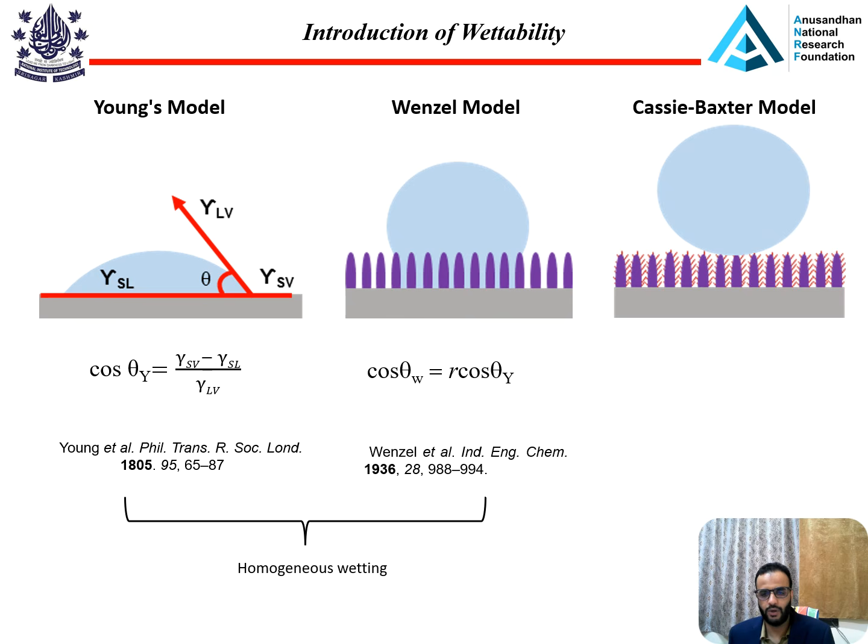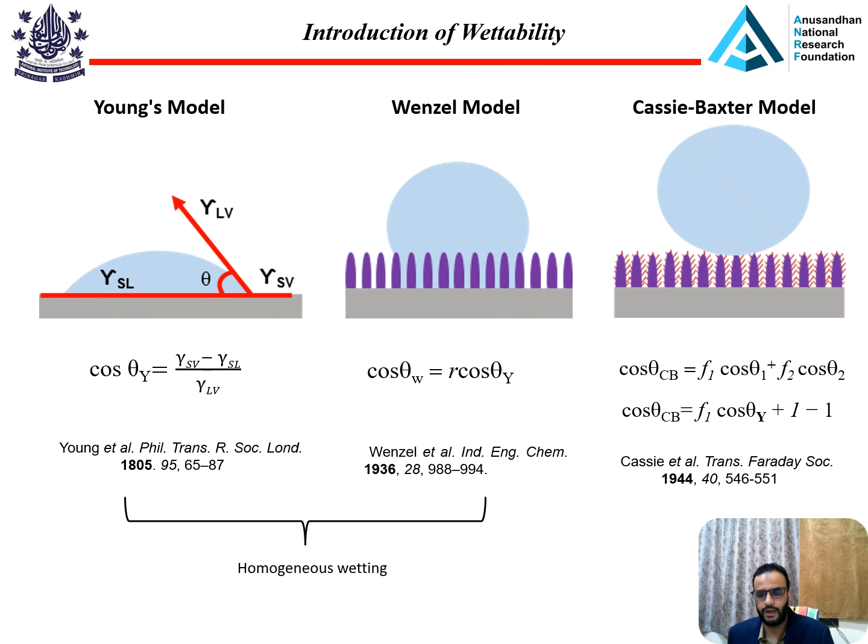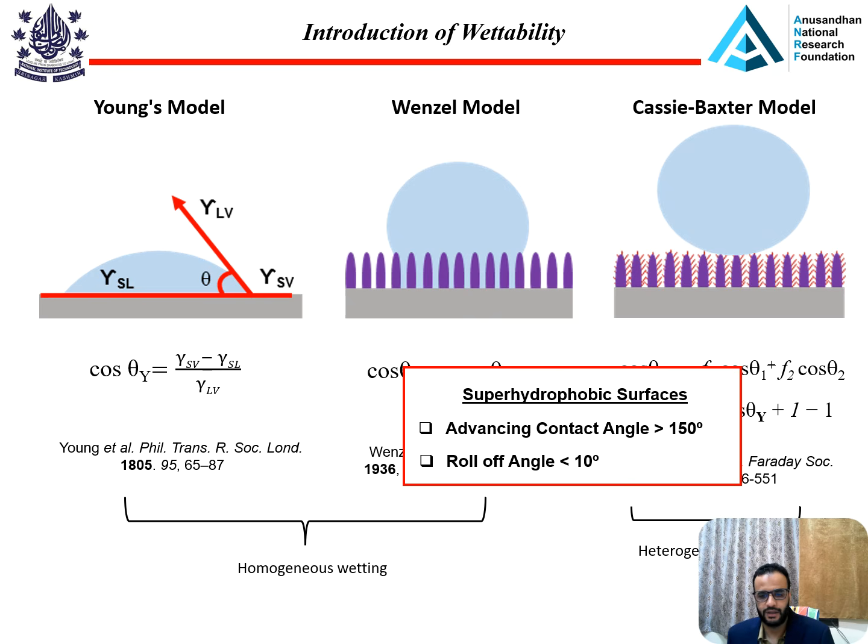In this model, the liquid droplet is hanging over this texture because of the trapped air which is in between these texture surfaces, and when the droplet on the surface is a water droplet, we call those surfaces super hydrophobic surfaces. So these surfaces were inspired from the lotus leaf, and these surfaces are characterized as when the contact angle is greater than 150 degree and the roll off angle less than 10 degree, as we see in the lotus leaf.